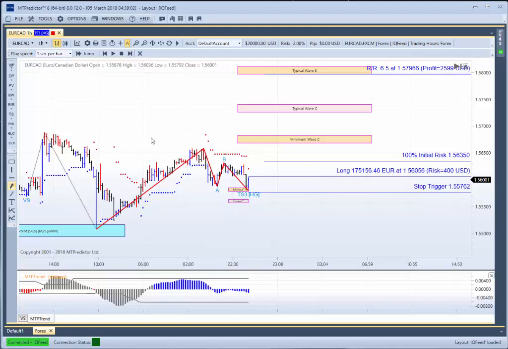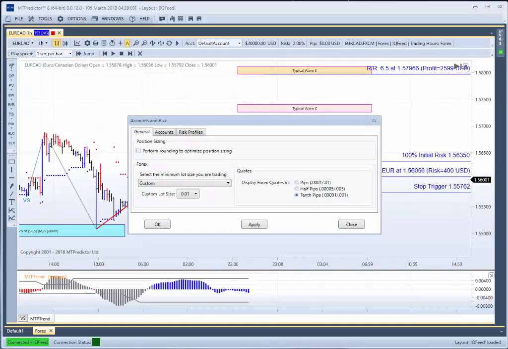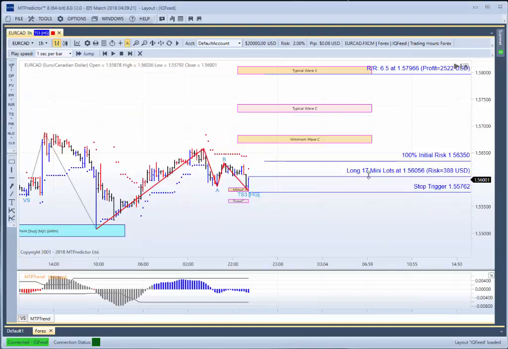We use correct position sizing. I'll just change our account settings here to go back and do normal Forex on a mini account, a mini lot, and there you go. It gave you the position sizing, in this case less than 2% of a sample $20,000 account, so that would be going long 17 mini lots.